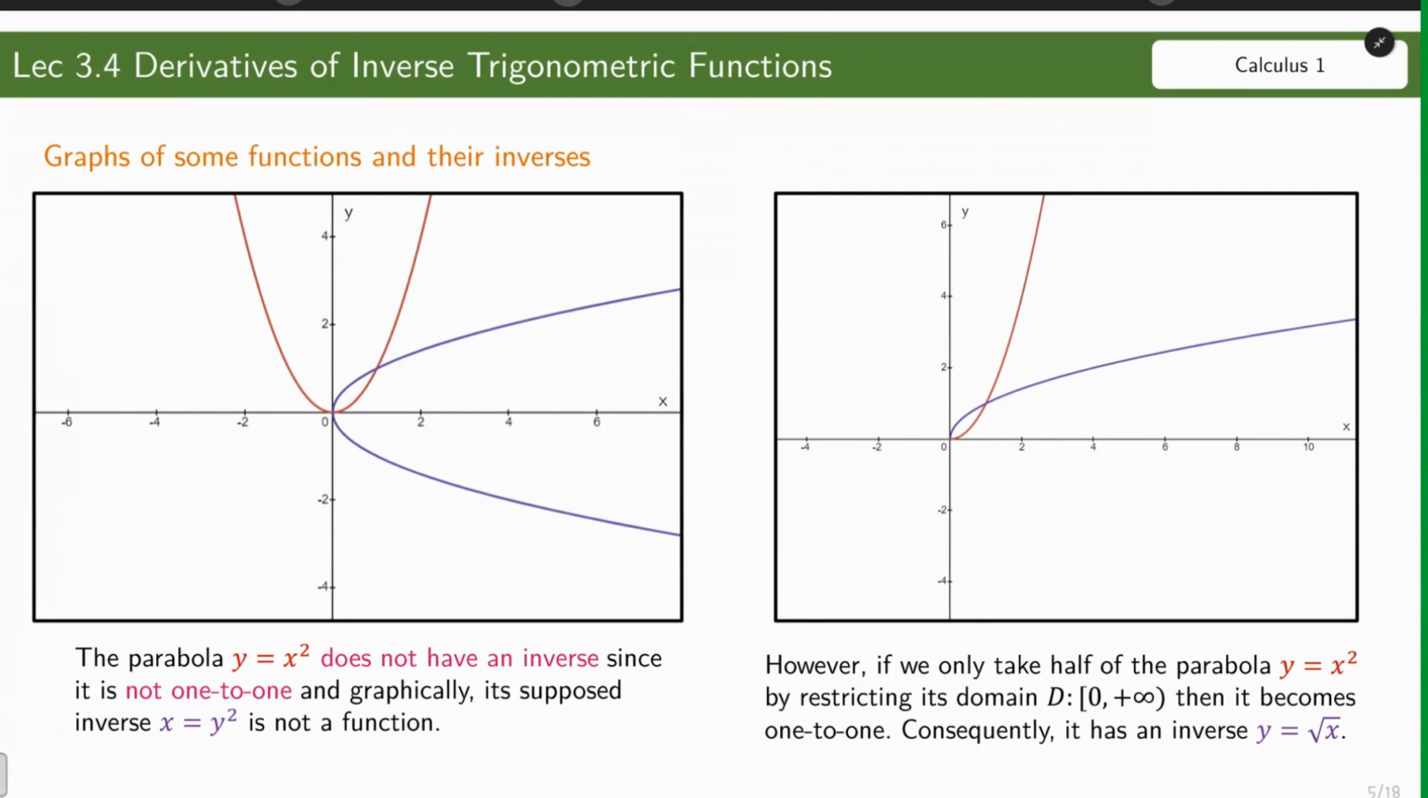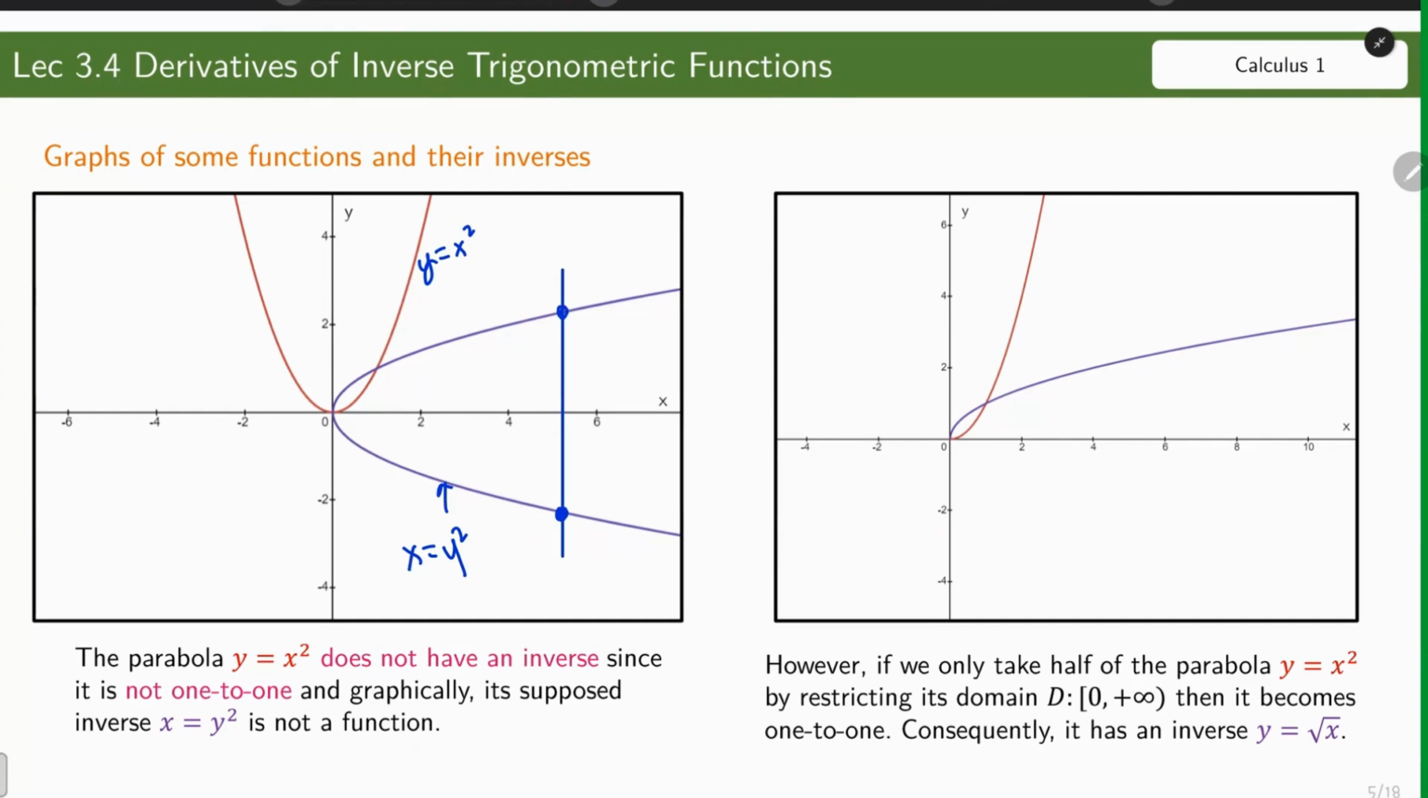The parabola y is equal to x squared does not have an inverse since it is not one-to-one. And graphically, its supposed inverse x is equal to y squared is not a function. As you can see, this is y is equal to x squared. It is not one-to-one since when we draw a horizontal line here, it will cross 2 points. So it should be 1 point only. And then the supposed inverse of y is equal to x squared, we have x is equal to y squared, a parabola opening to the right. This is not a function because when we draw a vertical line using the vertical line test, it will cross 2 points. So that's not a function.